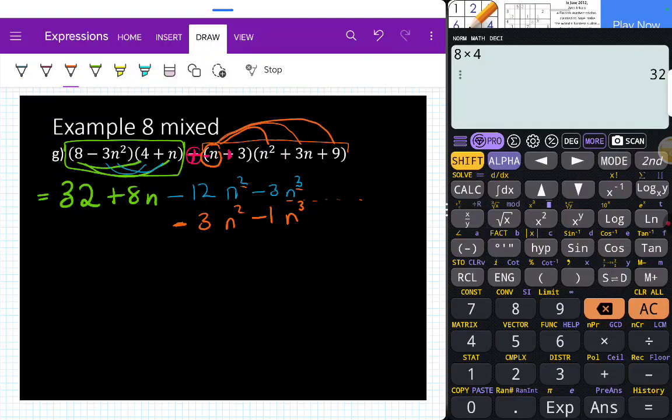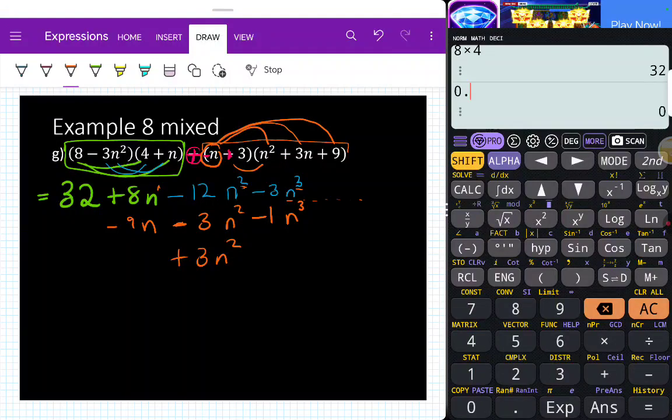Third one, I'm going to multiply there. That's n to the power of 1, which is this one, n to the power of 1. So n, negative times positive is negative. 1 times 9 is 9. Let's do the second term. Plus 3 times n squared. N squared is here, right? So plus 3n squared.